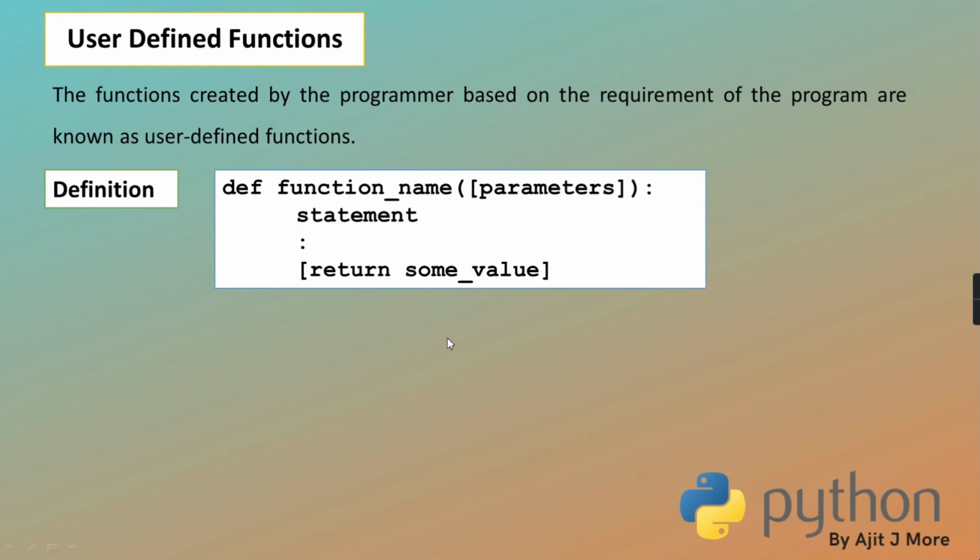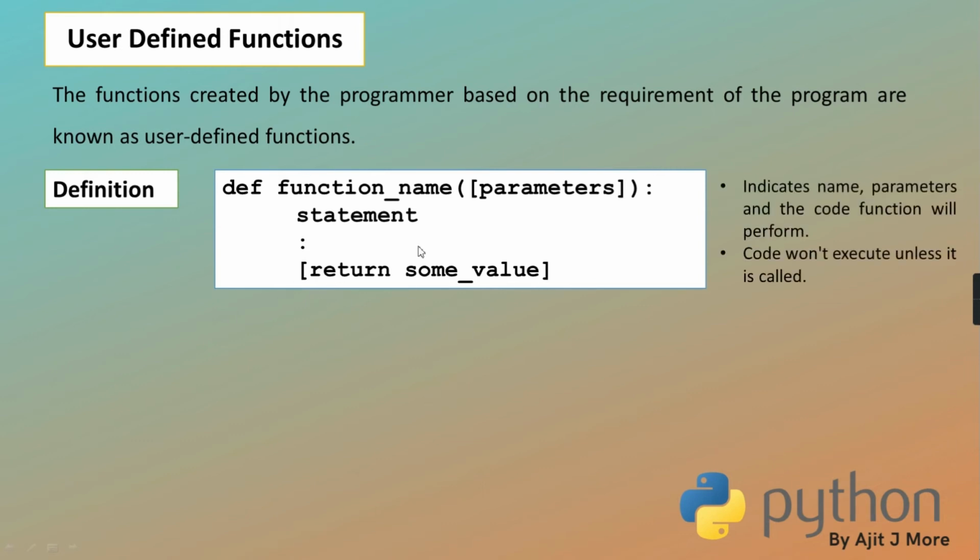See, the syntax you can understand. Def is the keyword. Then the name of the function. Def is a keyword, then after that, the function name. After that, round brackets with parameters. Then the statements. And at the end, there will be return some value. So def, function name, round brackets, parameters, statements, and return some value, which is optional.